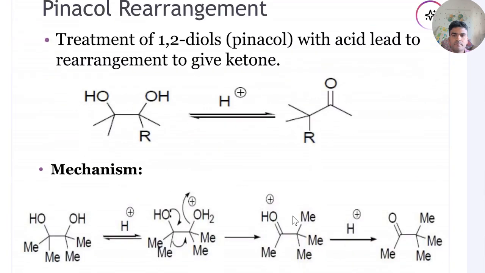Next, Pinacol rearrangement. A 1,2-diol is called Pinacol. Pinacol in presence of H plus gives a ketone, pinacolone. So this is Pinacol-pinacolone rearrangement. In presence of H plus, in the same way, it will convert to a good leaving group, and if there is one OH group in the vicinal carbon, it will give the ketone. That is called Pinacol-pinacolone rearrangement.